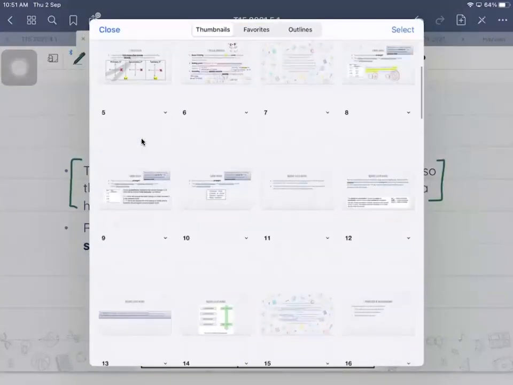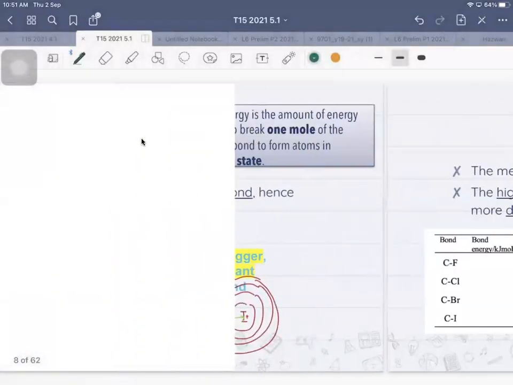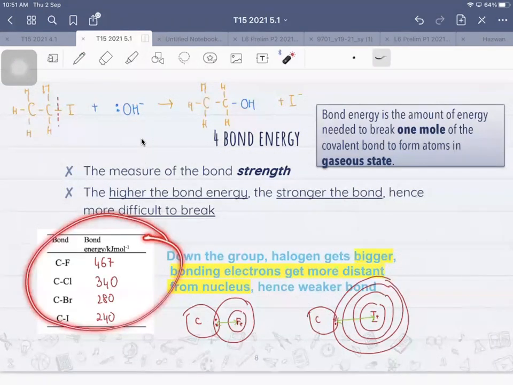So we've already seen last time that carbon fluorine has the strongest, the highest bond energy. That means it's the most difficult bond to be broken. Carbon iodine is the weakest bond. That means it's the fastest, the easiest to be broken. So hydrolysis depends on this idea, this theory. Obviously, the one that is easier to be broken will be the fastest.